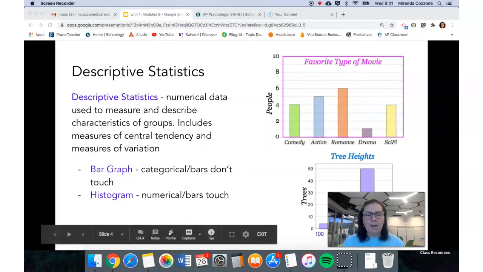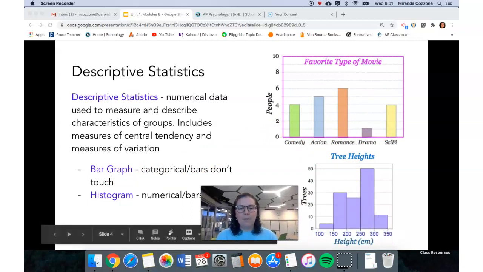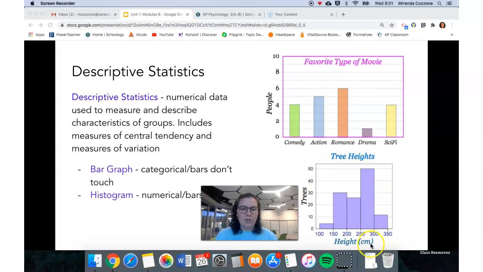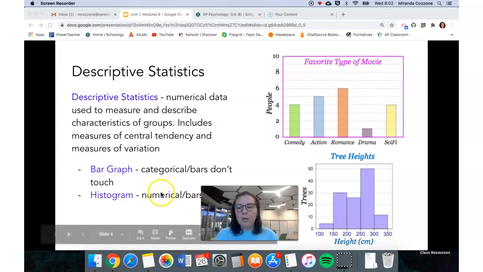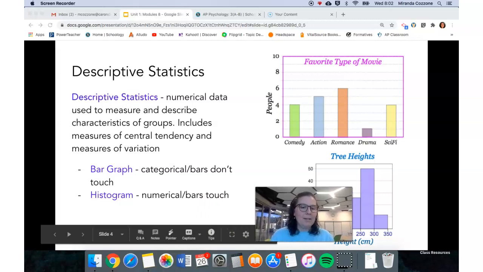On the other hand, if you have a histogram, the bars do touch, and the x-axis is numerical, so we're actually measuring something with a number, okay? This one is about trees, but let's say we were collecting average heights of De La Salle freshmen, for instance. We would use a histogram because it's a numerical measurement. It's not them picking their favorite thing, okay? So hopefully that makes sense.